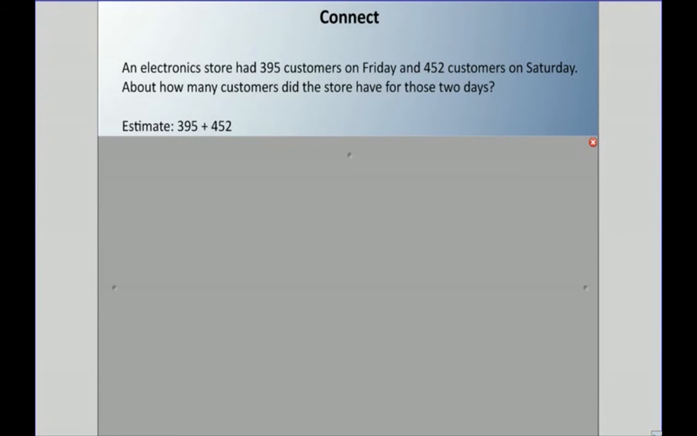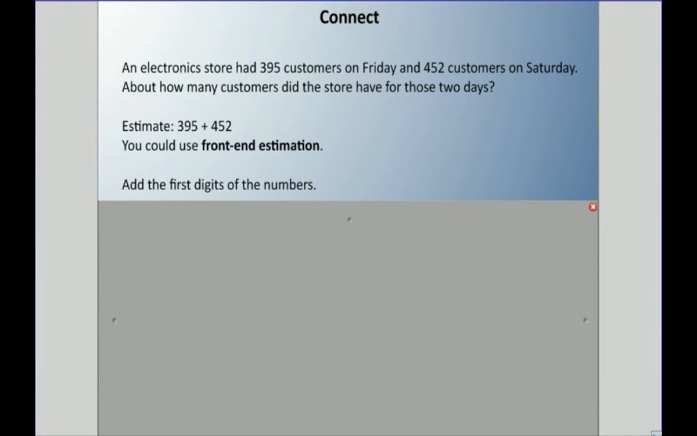Okay, well, here's another method. We're going to do that estimating 395 plus 452. We could use something called front-end estimation. Okay? Front-end estimation. So we had the nearest 100 on the previous screen. Now we're going to use a new method called front-end estimation. And what that means is we're going to add only the first digits of the numbers, and I'll have them in bold here.